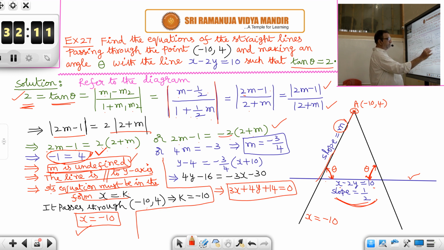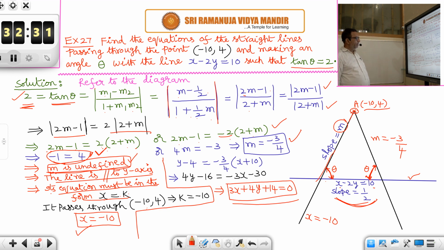This side you have taken the minus sign. So expanding, you will get m = -3/4. The point is (-10, 4) and the slope is -3/4. You can easily find the equation of the line by point slope form. So it is 3x + y + 14 = 0. So these are the two sides forming an isosceles triangle with the given line x - 2y = 10.